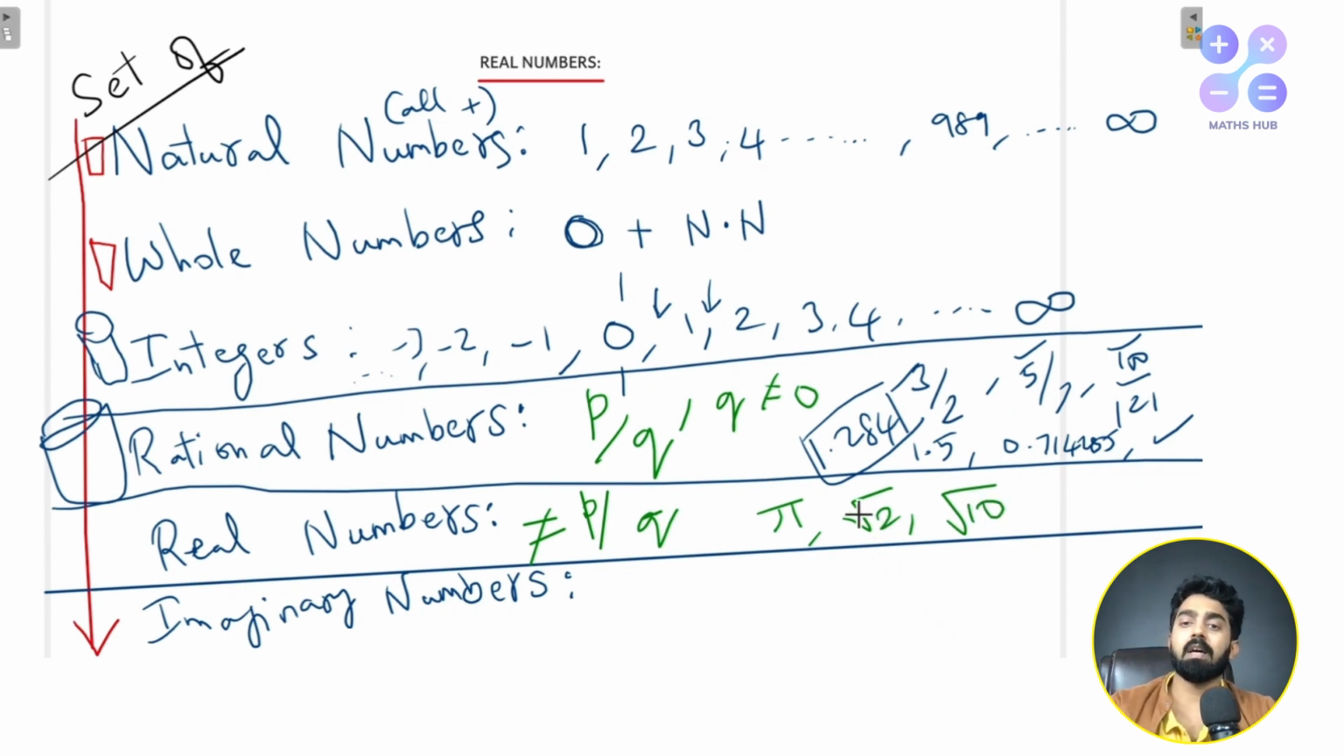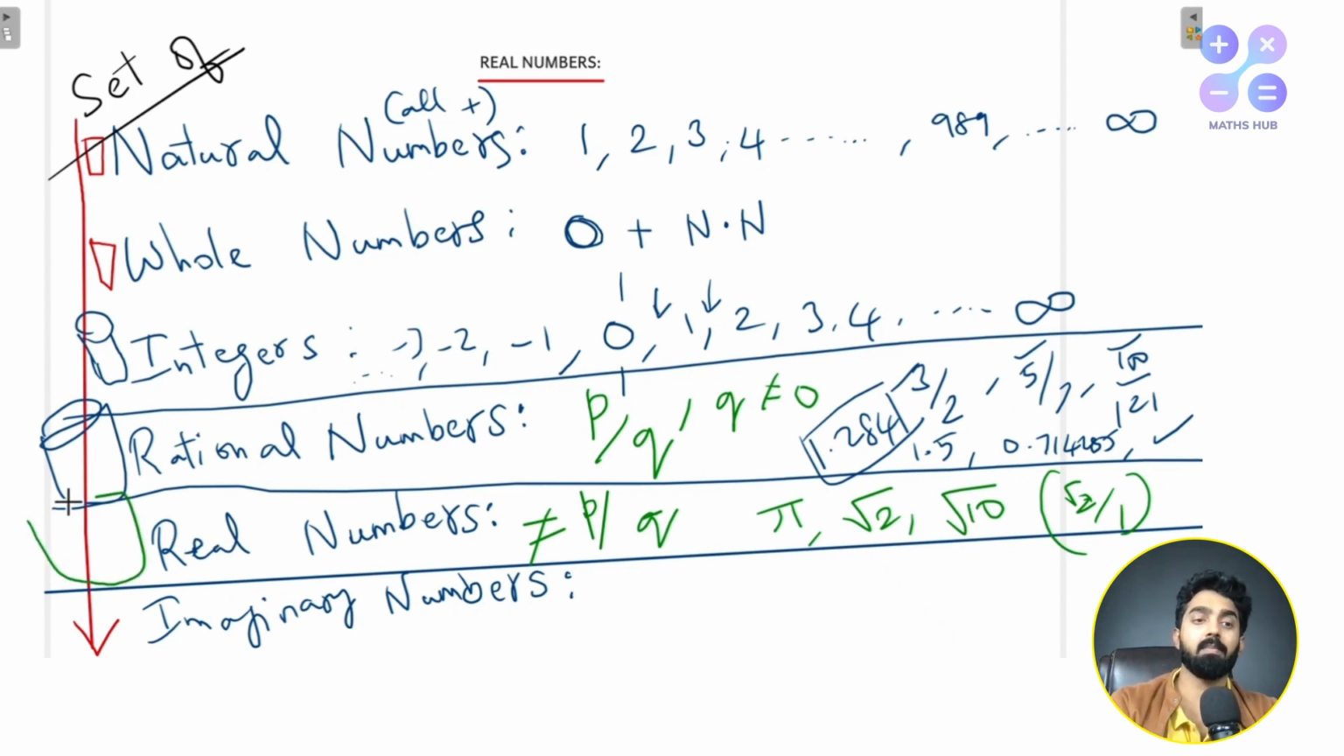So these numbers are not rational. You can write root 2 as root 2 by 1, but root 2 by 1 is not a rational number because the p by q format needs to have both integers, right? But root 2 is not an integer. It's a square root which is not a perfect square. It's also called a surd. So numbers like this, including all the rational numbers, are the set of real numbers.